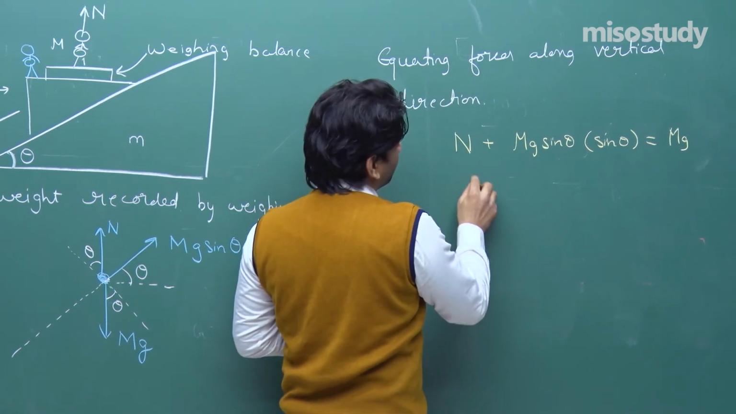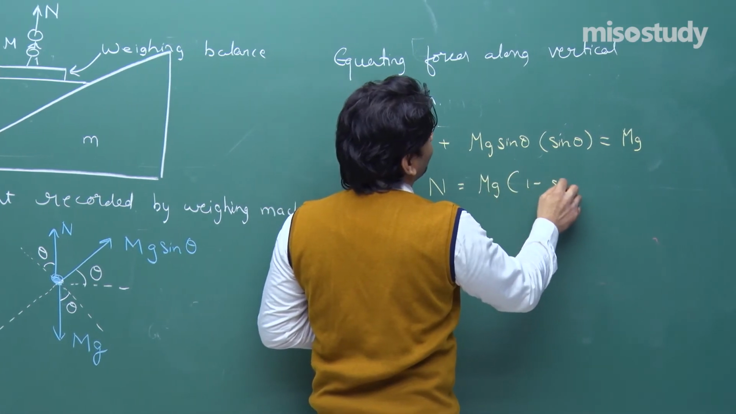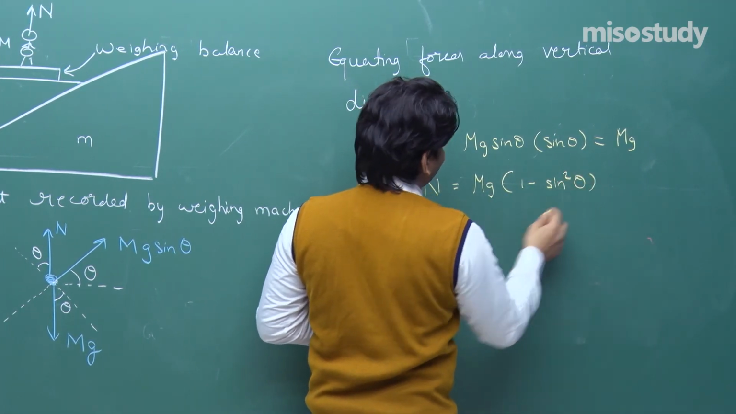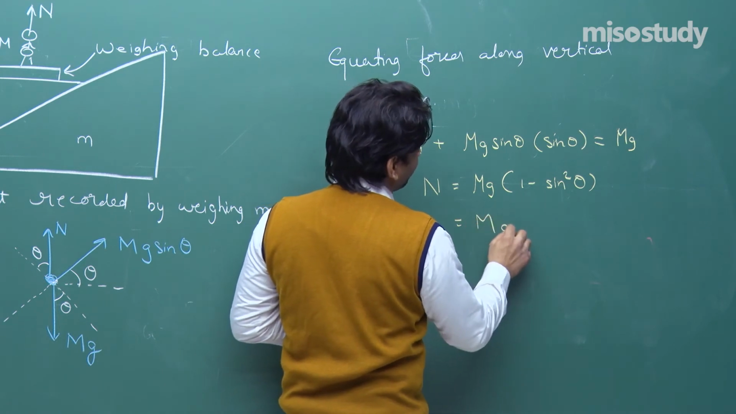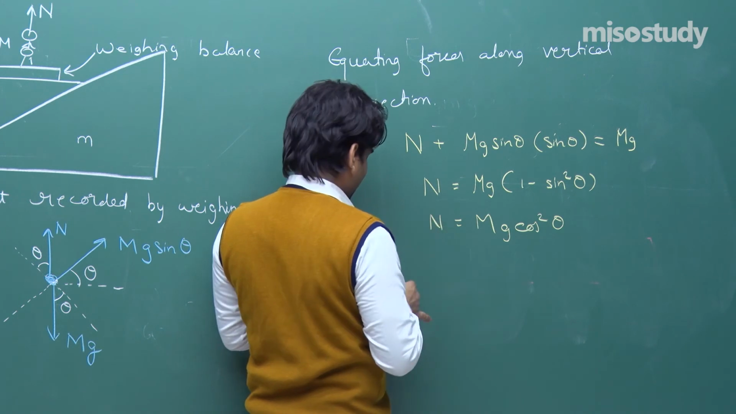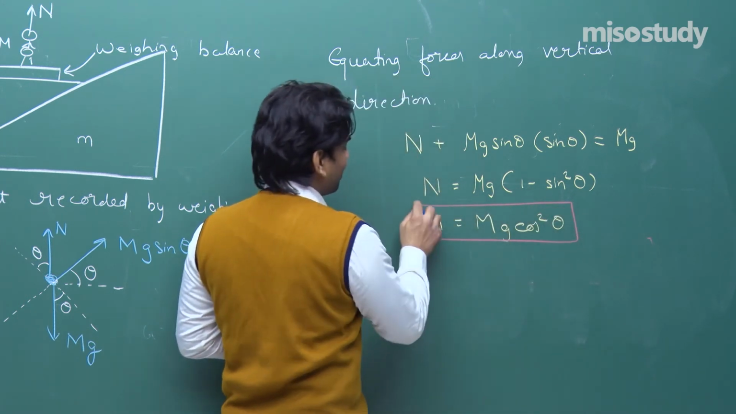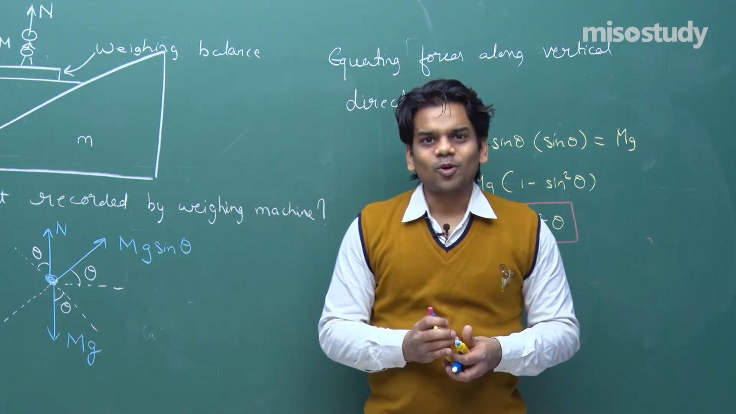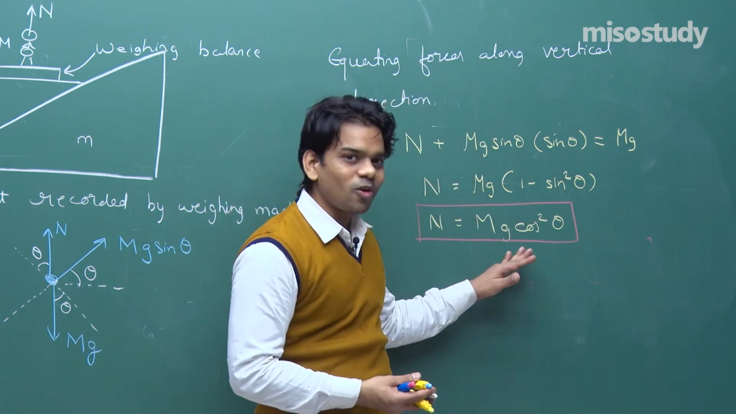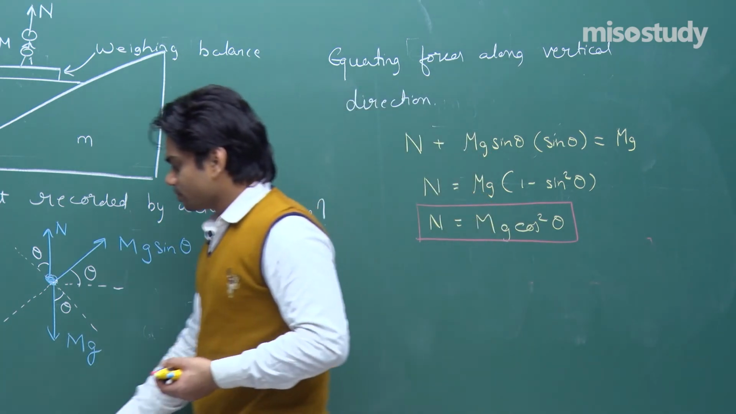So what we are going to obtain is N as mg times (1 minus sin square theta), that is, N equals mg cos square theta. This is the value of the normal reaction, and this will be the only weight that is recorded by the weighing balance. Hope that is easy for you all to understand, and that you have understood how we have got this. Now I'm going to start a new question.